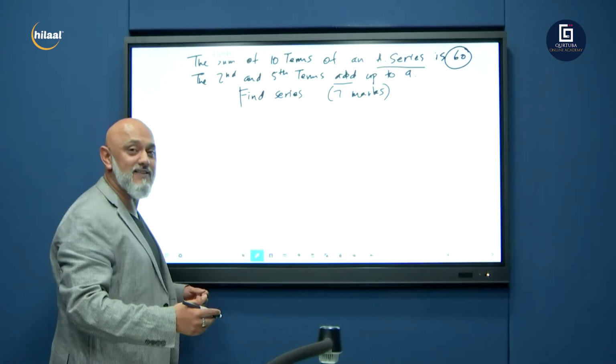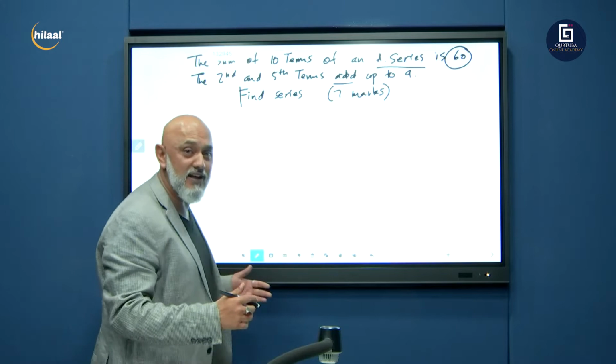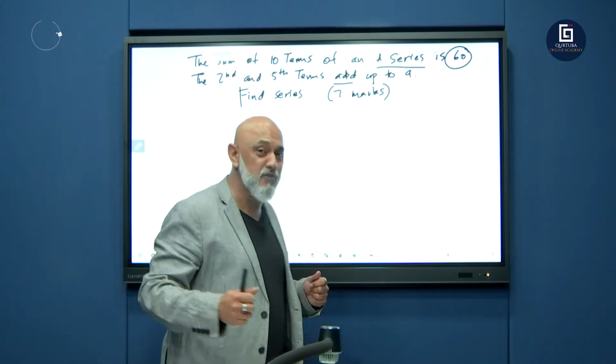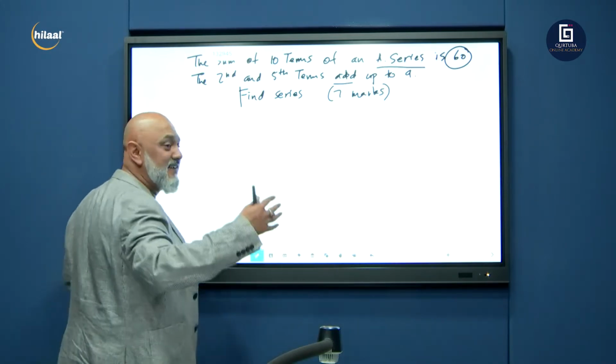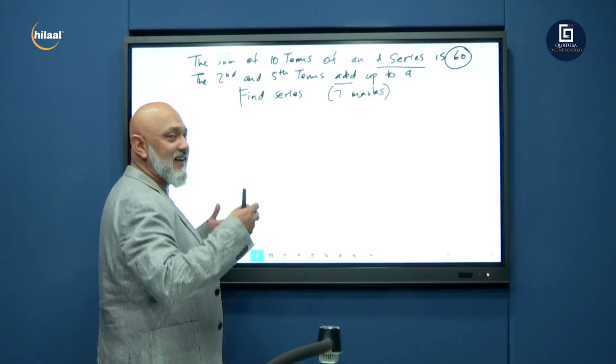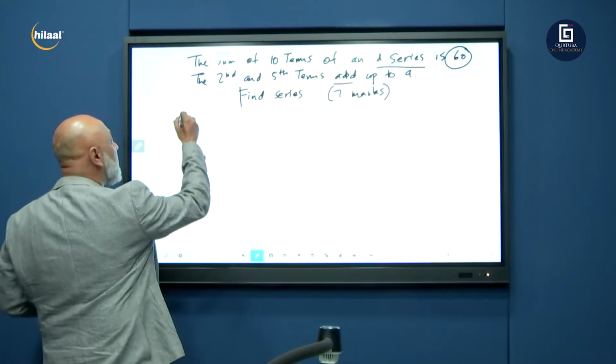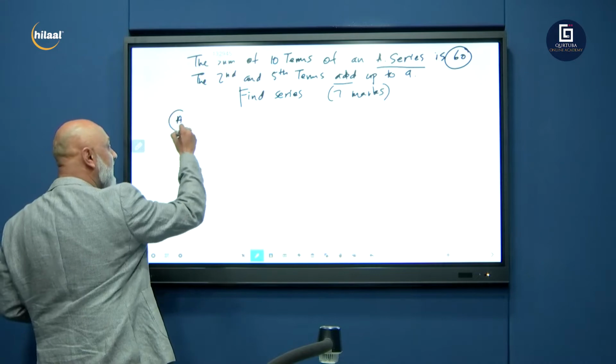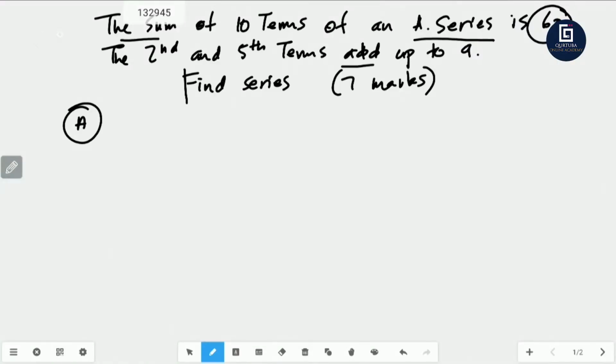Take a deep breath in. Bismillah, we start in the name of Allah, the most gracious, the most merciful. Let's start. In our answer, they tell us the sum of 10 terms of an arithmetic series is 60. So we say S10 is equal to 60.